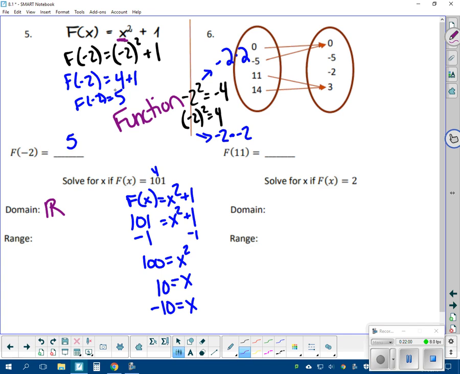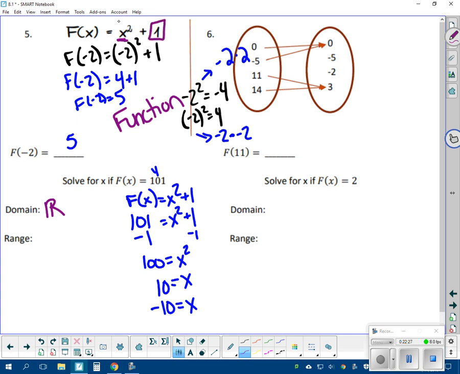But think about your range here. Look at what happened when we plugged a negative number in. We got a positive. What would happen if we plugged a positive number in? We'd still get a positive. Could we ever get a negative out of here? Nope. The smallest value we could get out of here is 1.